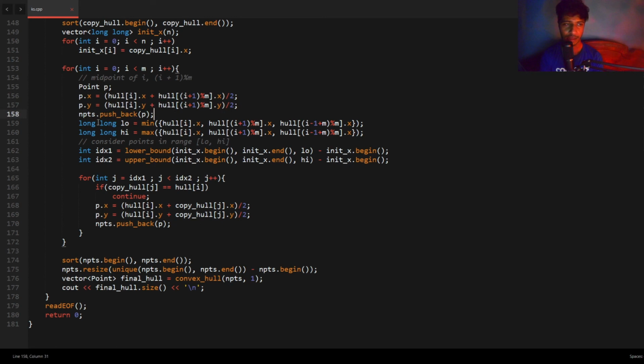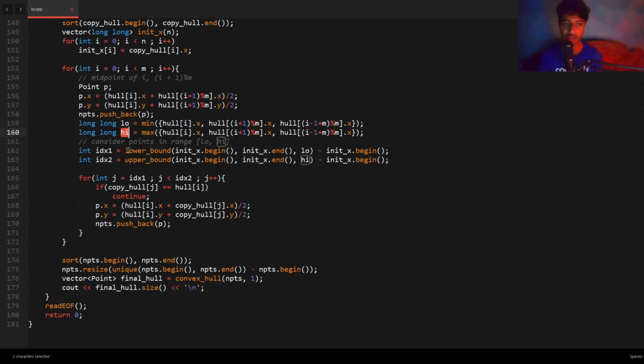You just push it. Now low will find the minimum index. So minimum between A, B and C. So you consider the ith point as B. If the ith point is B, then the I plus 1th point will be C and the I minus 1th point will be A. And you do this plus m mod m thing so that it just loops back, right? So this min is finding the minimum x value between A, B and C. So this is B, this is C, and this is A, the x value of A. So that is why you do this dot x. So low will find the minimum x value, high will find the maximum x value.